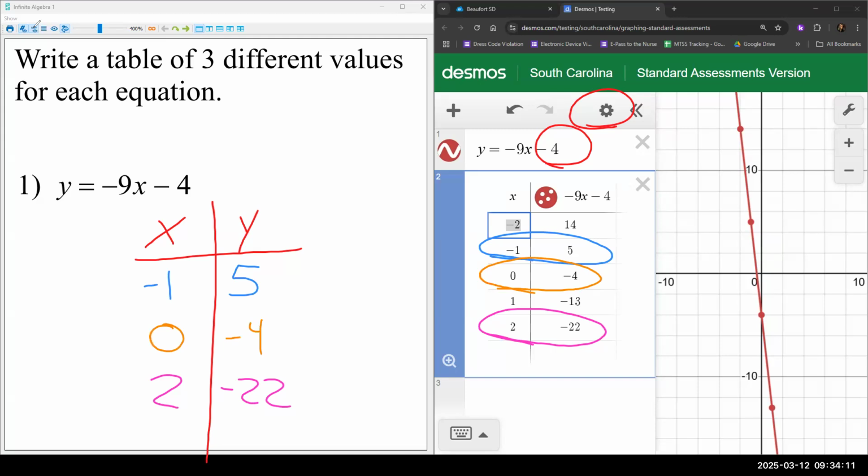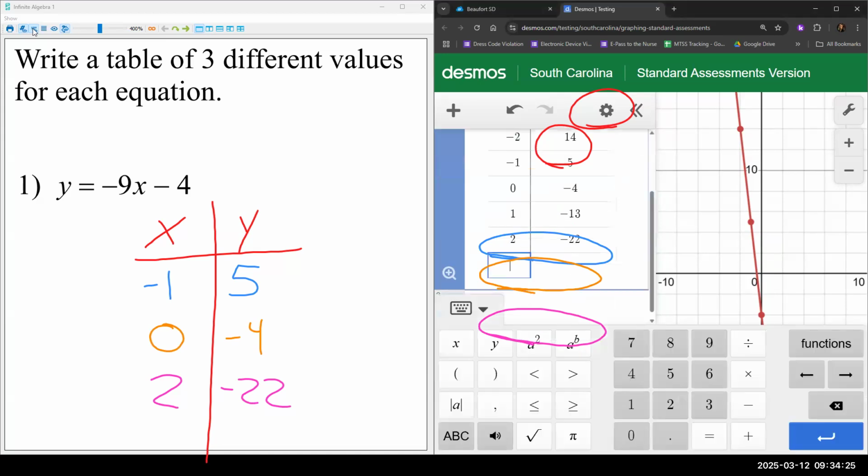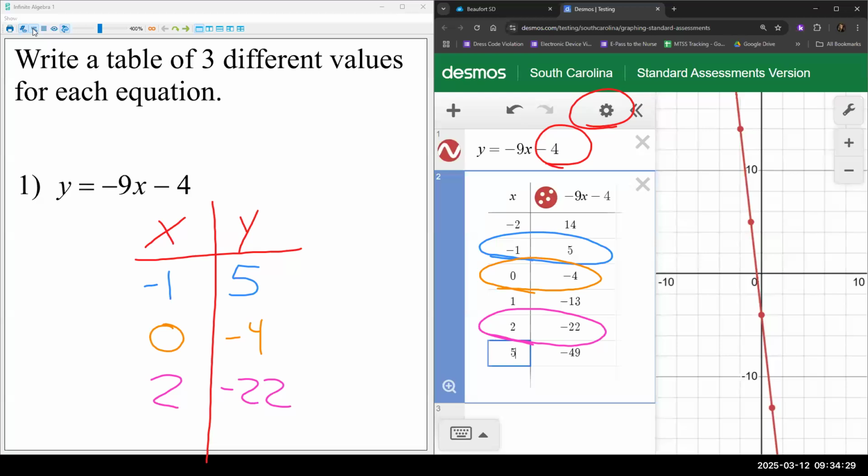Okay. And so those are coordinate points on my graph. When I make my table pop up, those pop up. Let's say I didn't like any of those. Let's say I wanted a specific one. I wanted, say, when X is 5, I could just type in 5 and it would bring up that coordinate point. I see, oh, at 5 is like -49 or something. So I can make my own if I don't want those. But all I need you to do is just write down 3 of them.